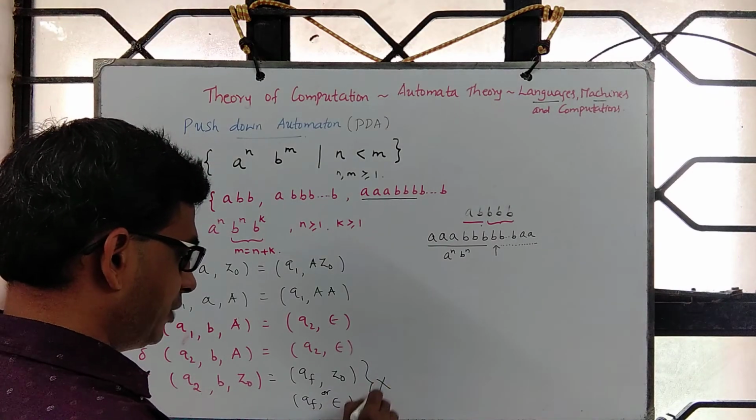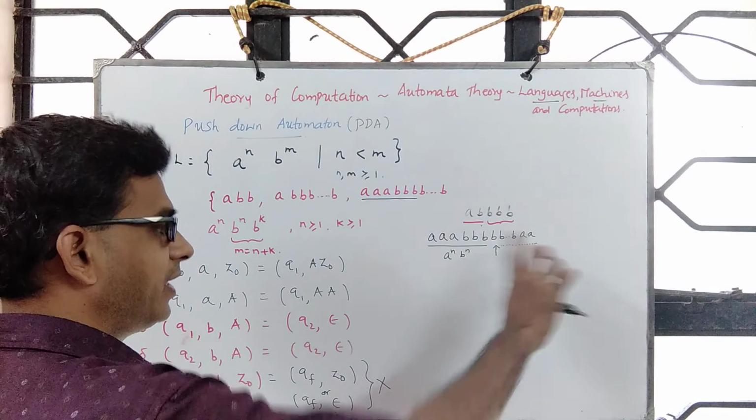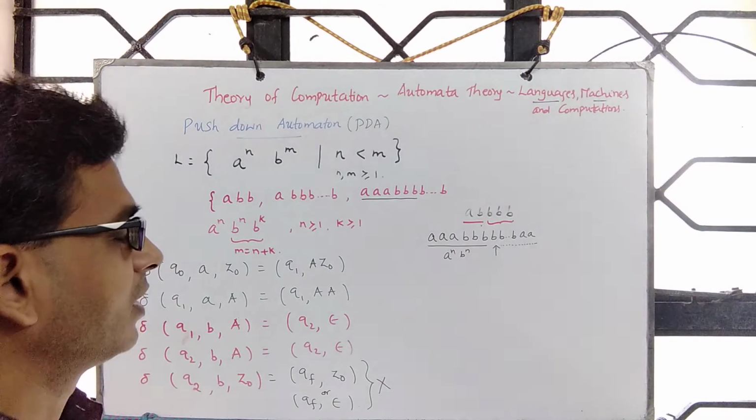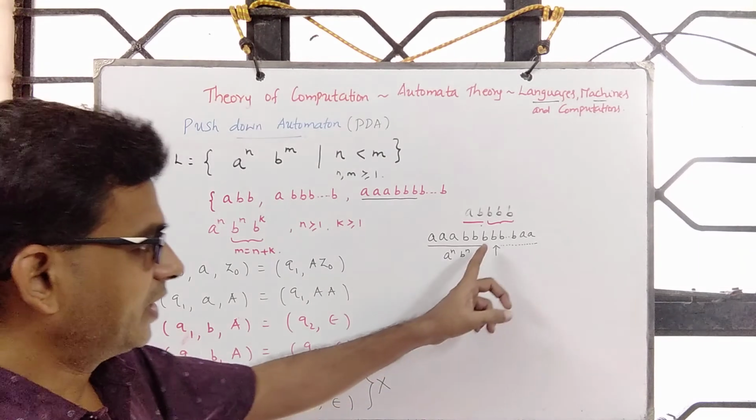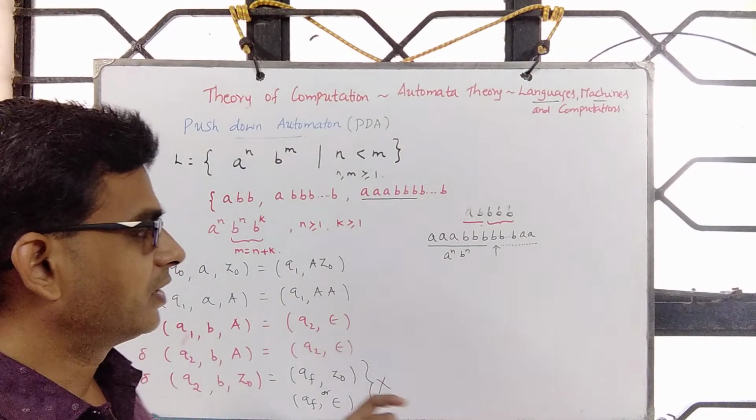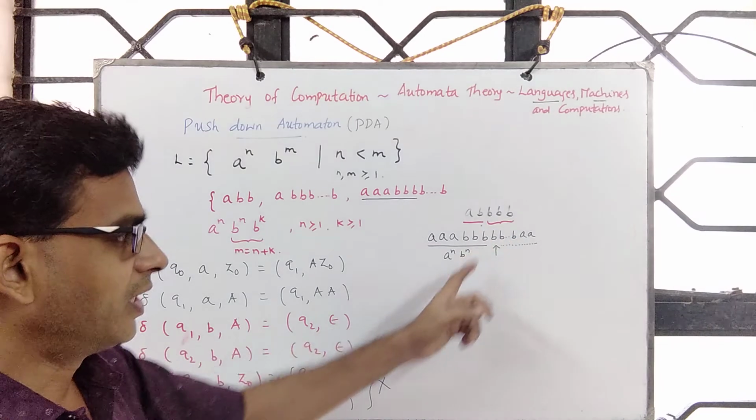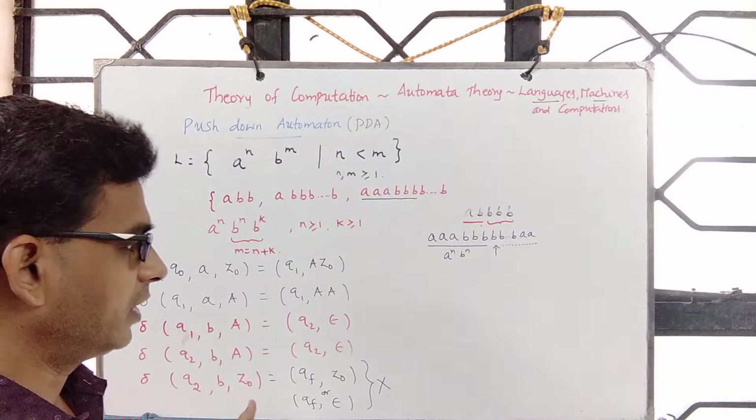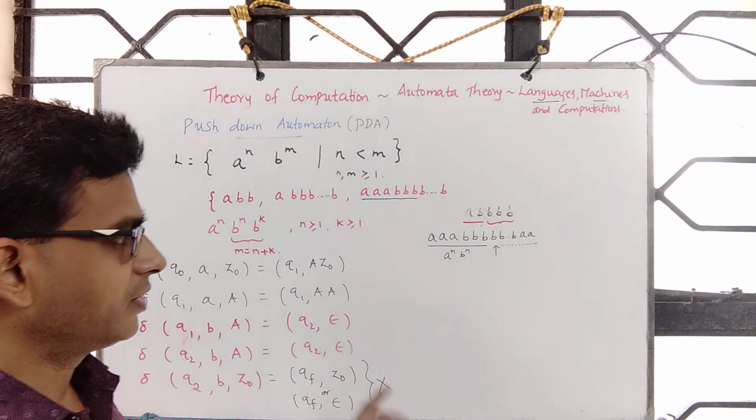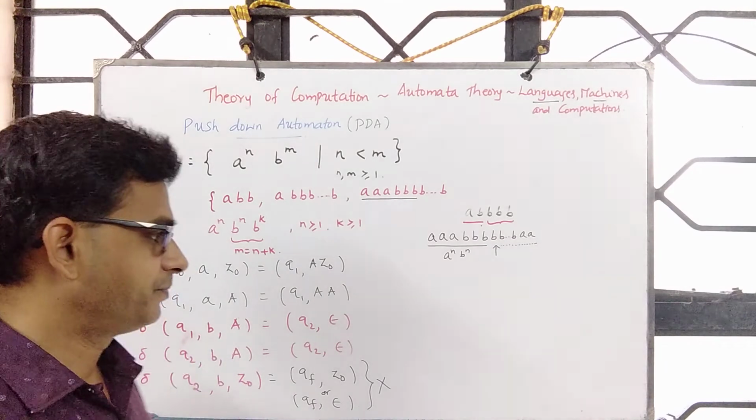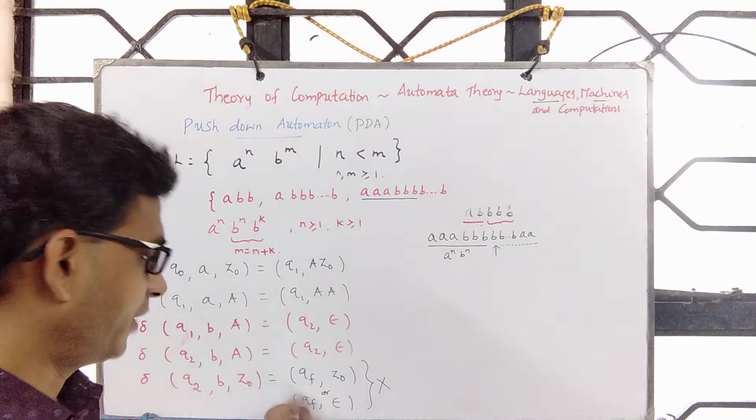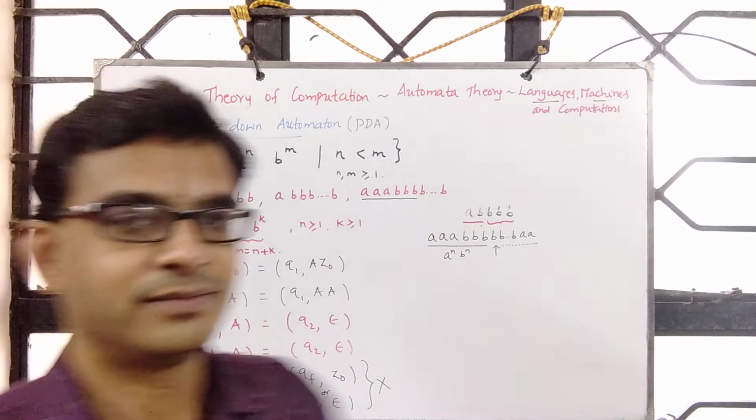Fine. So we should ensure that we read the entire string, and with that one can check whether the rest of the symbols in the string are B or not, and if they are all B's, you stop, accept, otherwise one has to reject. Fine. So let's modify this accordingly.